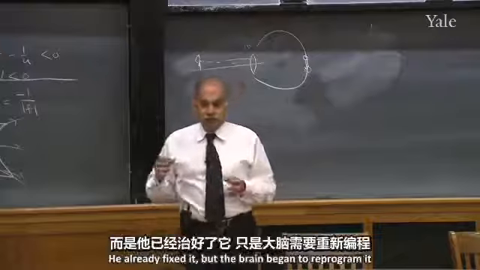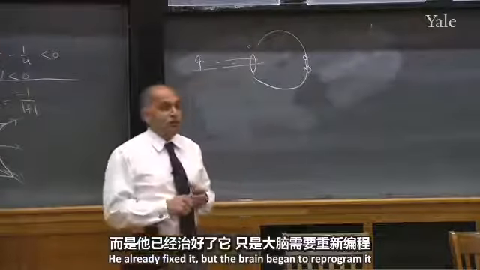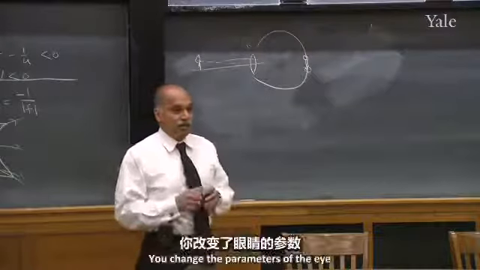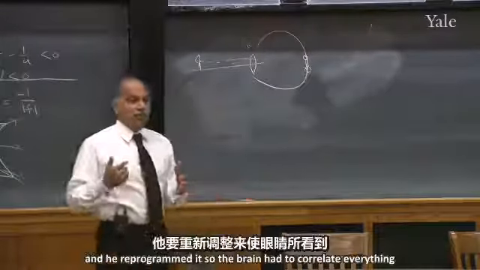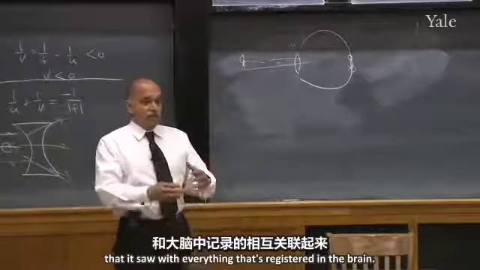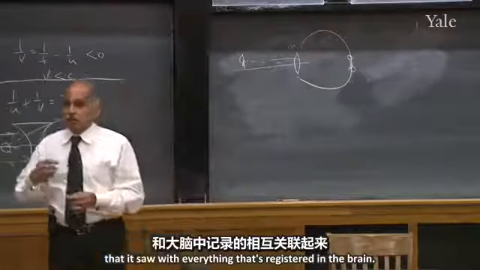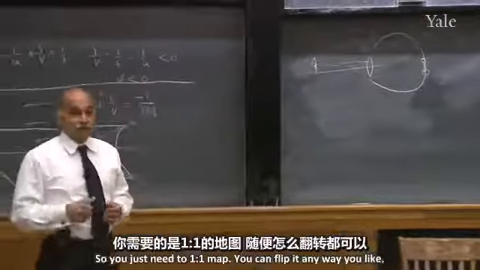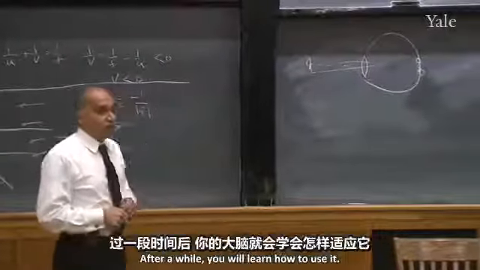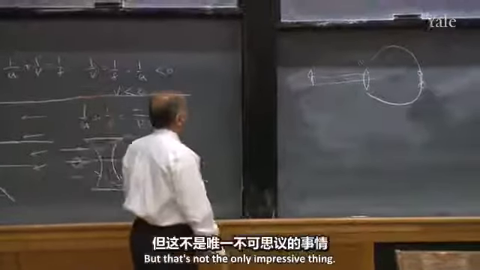He already fixed it, but the brain began to reprogram it with respect to the new parameters. He changed the parameters of the eye, and he reprogrammed it, so the brain had to correlate everything that it saw with everything that's registered in the brain. So you just need a one-to-one map. You can flip it any way you like. You can flip it once or twice and any number of times. After a while, you will learn how to use it. But that's not the only impressive thing.